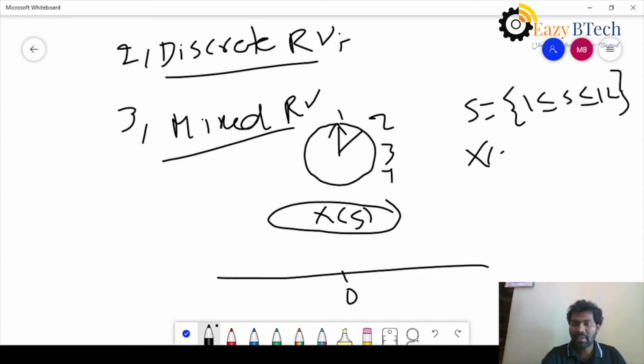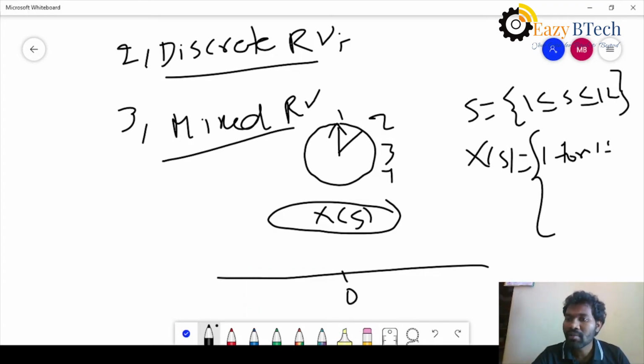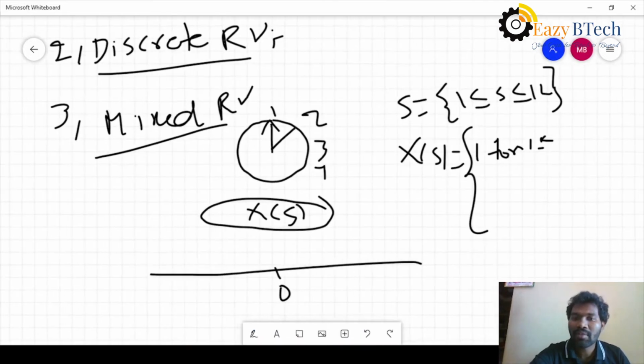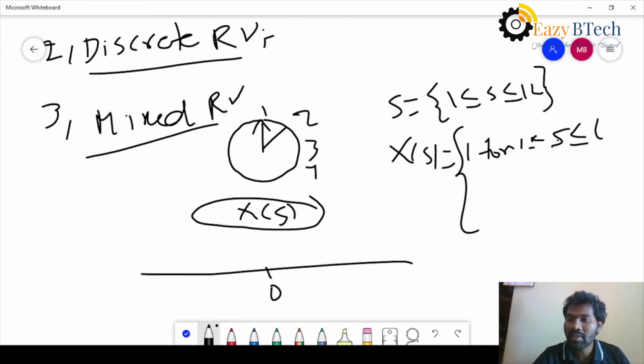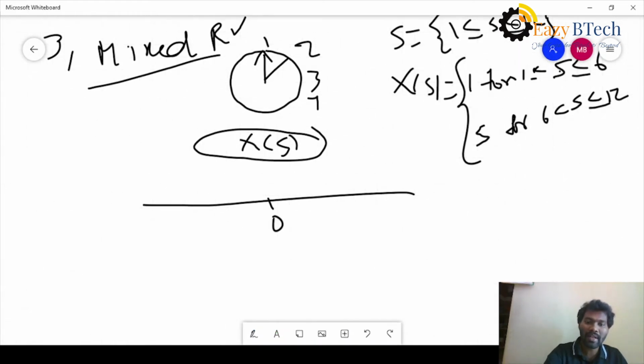And I will define x of s like this: x of s equal to 1 if 1 <= s <= 6. That means if your sample space value is in between 1 to 6, the value is directly 1. And x of s equal to s for 6 <= s <= 12. So if you define the random variable like this from the sample space, and you draw the mixed random variable, it looks like this.